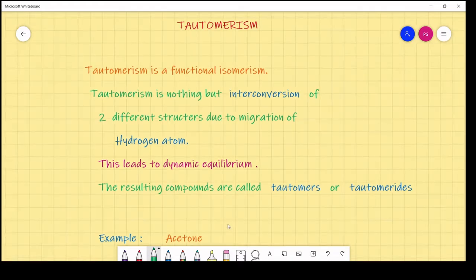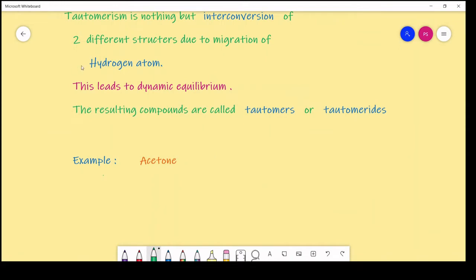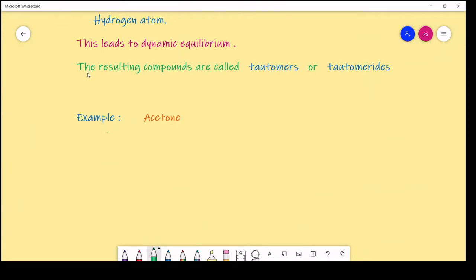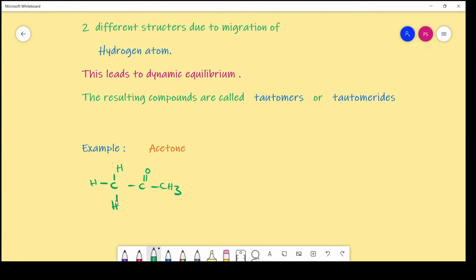Example, acetone. If you take the example of acetone, the formula of this compound is CH3-C(=O)-CH3. This is acetone. So what is the meaning of tautomerism? Tautomerism means interconversion of two different structures. Here a hydrogen atom is migrating from one polyvalent atom to another polyvalent atom.